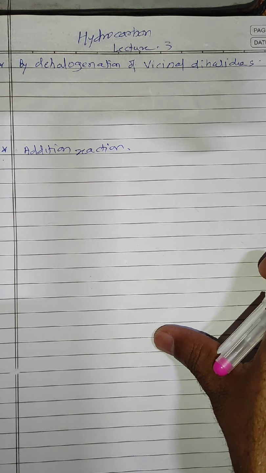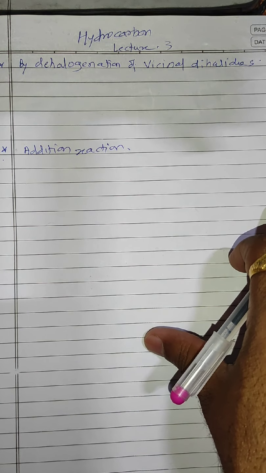So in alkene, next chemical properties like dehalogenation of vicinal dihalide. Vicinal dihalide is the dihalogen derivative of alkane in which both halogen atoms are attached to adjacent or neighboring carbon atoms. That is the vicinal dihalides. Now, dehalogenation of vicinal dihalide. Removal of two halogen atoms from the adjacent carbon atoms is called dehalogenation. Dihalides of alkane in which two halogen atoms are attached to adjacent carbon atoms are called vicinal dihalides.